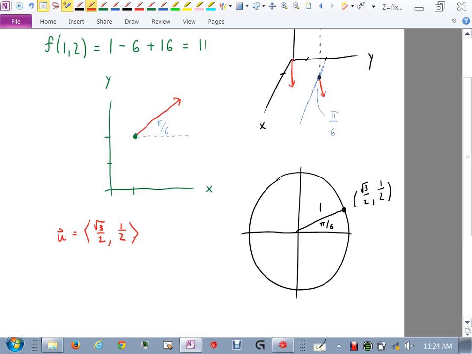You could check it, but it's obviously on the unit circle from where it came from. The length should be 1, but you could check it. You just take each one of these and square them, then add them together and take the square root, and you should get 1, right? So that is a unit vector that points in that direction. That's what I'm going to use.